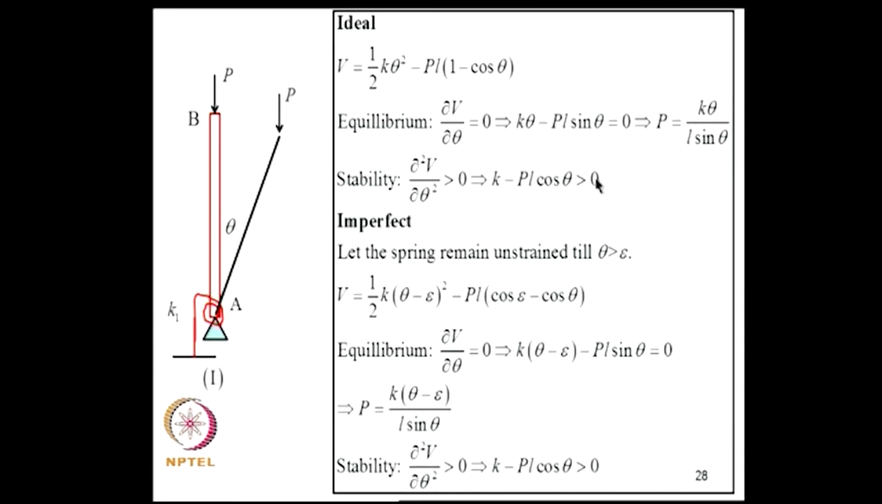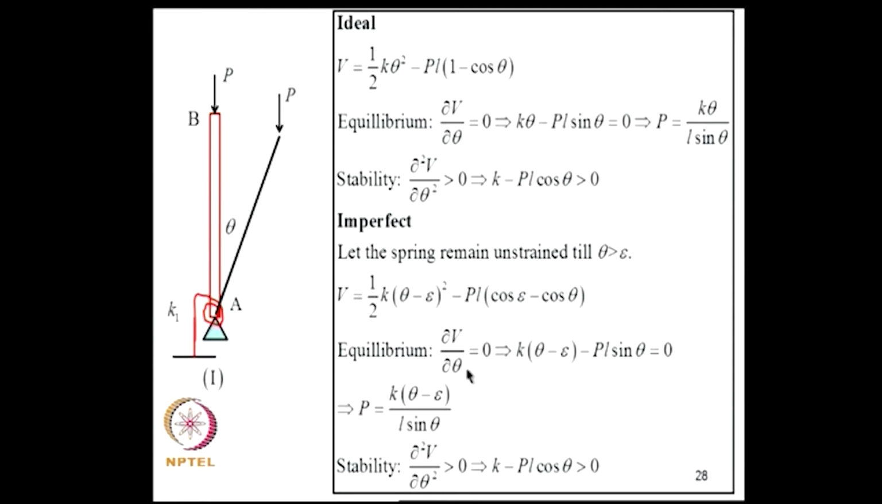Now this is an ideal situation. We will introduce a notional imperfection in the system. Let us assume that there is some kind of free play in the support here, and the spring will come into action only after theta crosses an angle epsilon, which is small. So the V in this case will be half k theta minus epsilon whole square, and this.